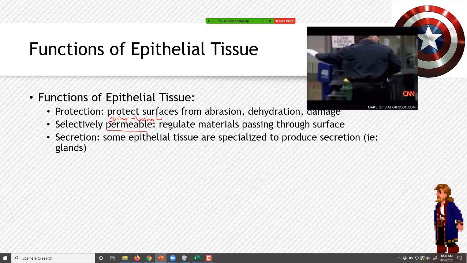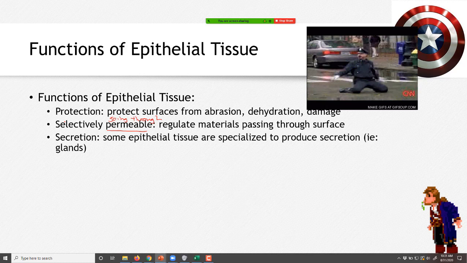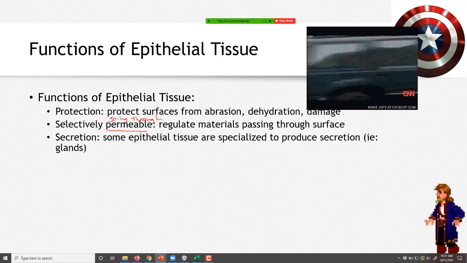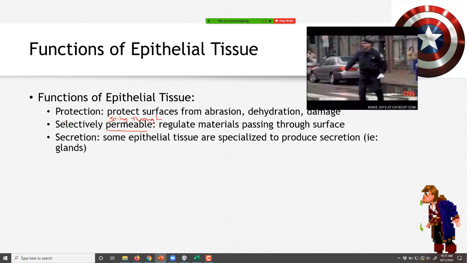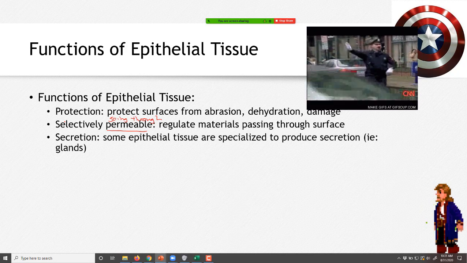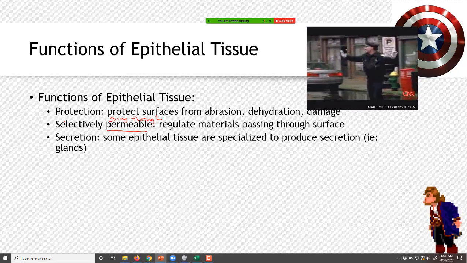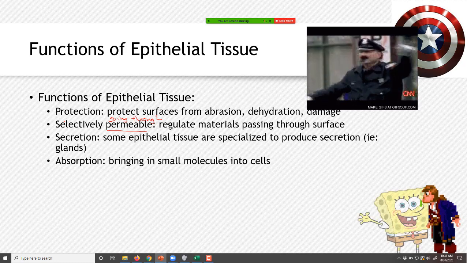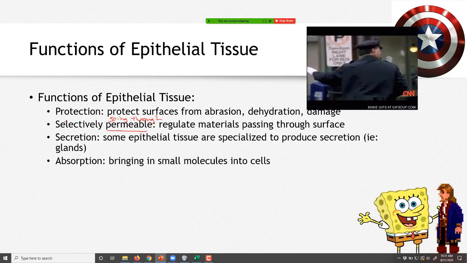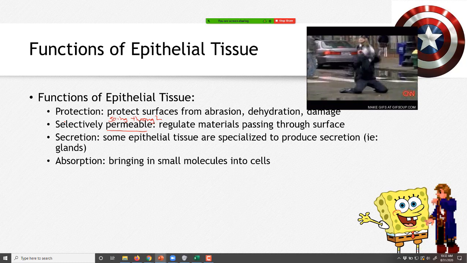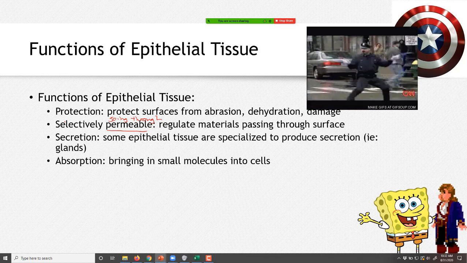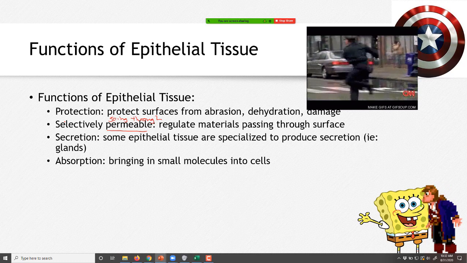And then we have secretions. Secretions are when something is being produced and is getting released out into the environment. Some of these epithelial tissues will have these secretions, and we'll talk more about this, like glands. And then we have absorption. Absorption is like the reverse of secretions. Instead of releasing something, it brings things into the cell.